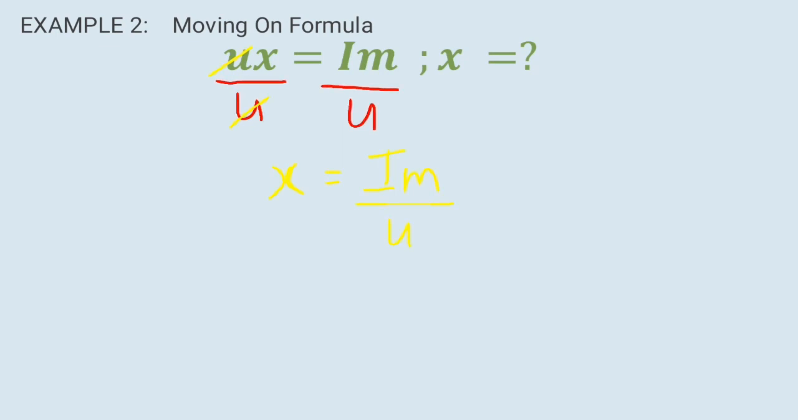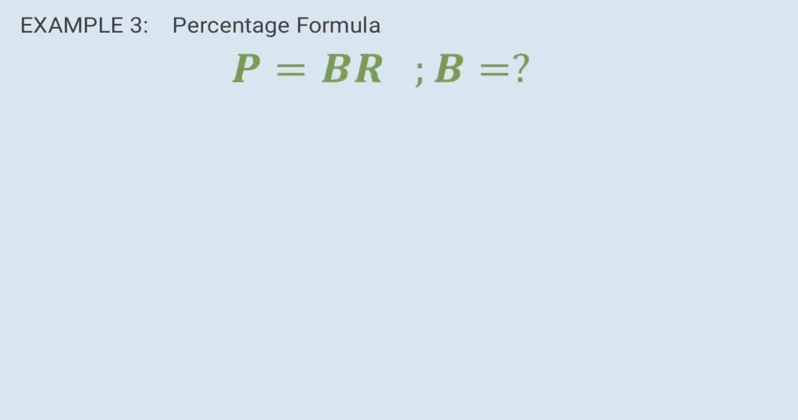Okay, let's have another example. The percentage formula. I know you're familiar with this already, right? The P, the percentage, the B, the base, and the R, the rate. Now, we are asked for the base. So what is the variable beside B? It is R, right? So we have to eliminate this one.